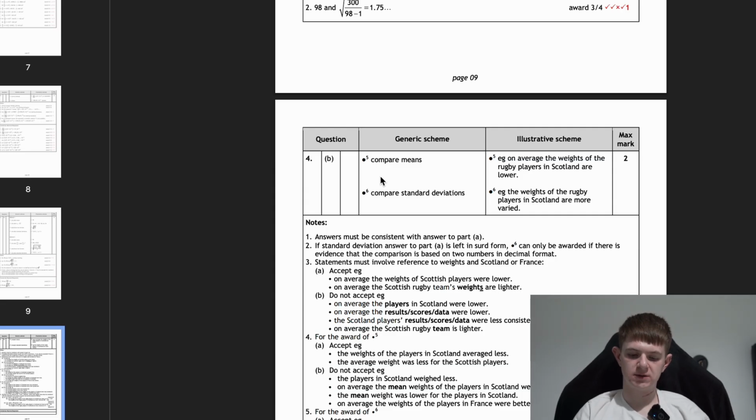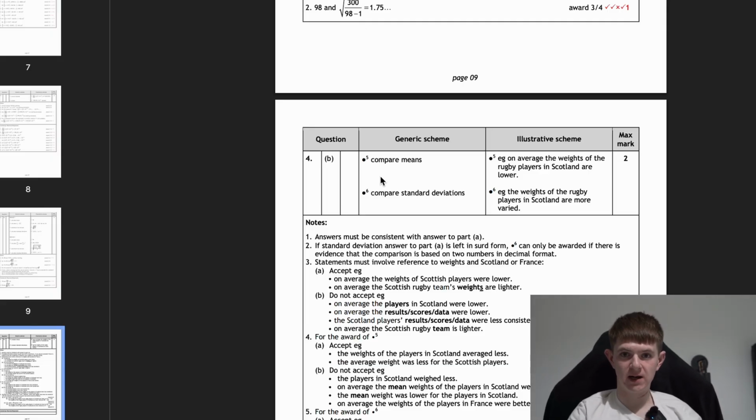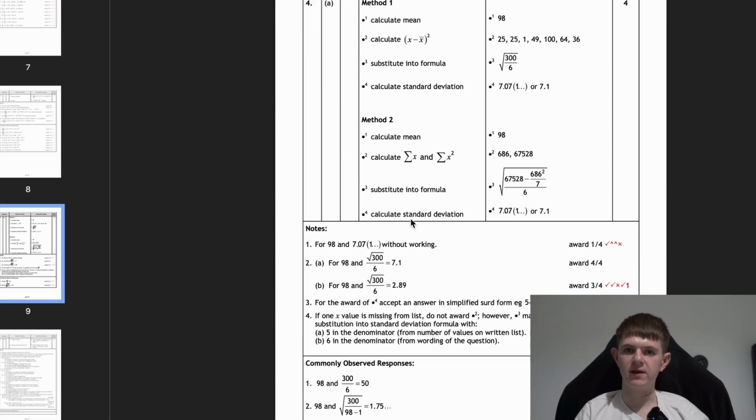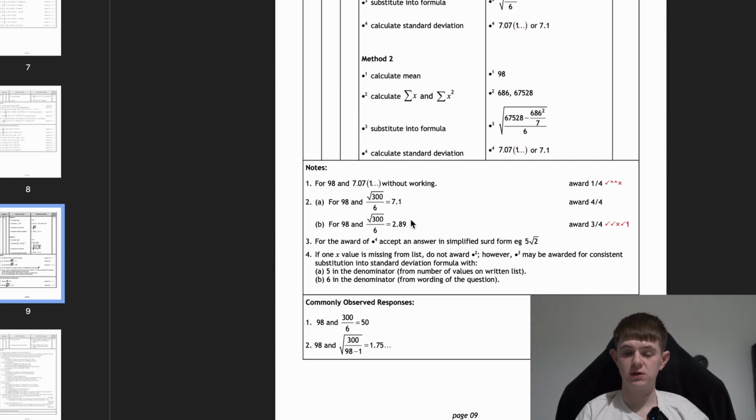For your comments, when we are talking about the mean, we will be talking about the average. So in this example, we'll be saying on average the weights of the rugby players in Scotland are lower, and comparing the standard deviations, we talk about variation or consistency. So in this context, the weights of the rugby players in Scotland are more varied. You know that by the lower number. So whichever one's lower is more varied.